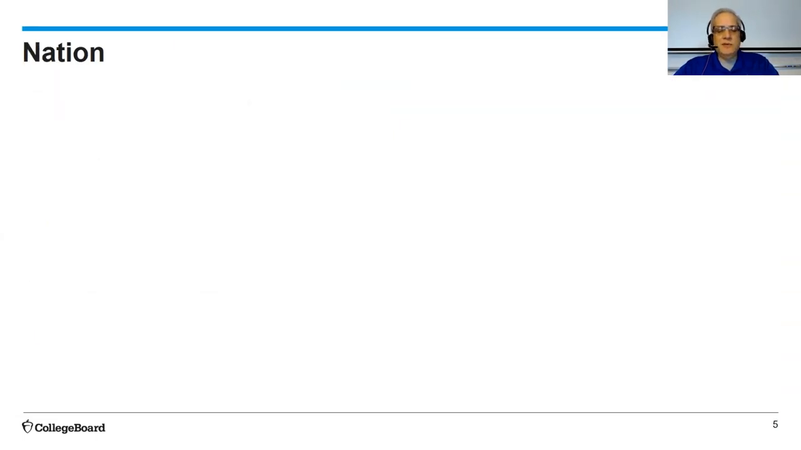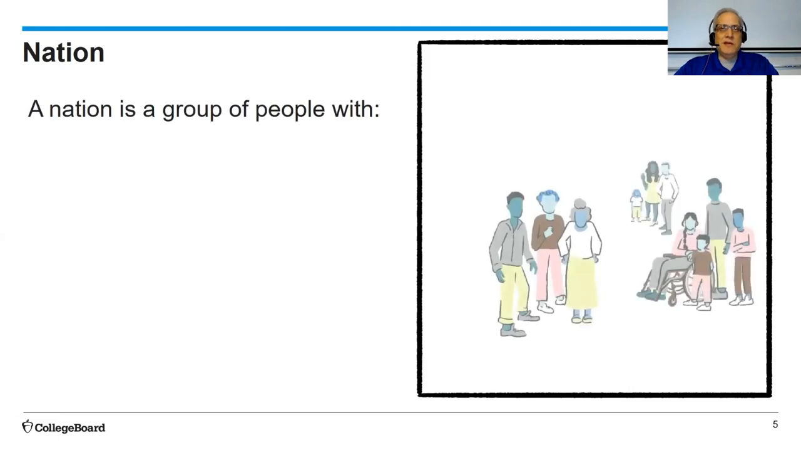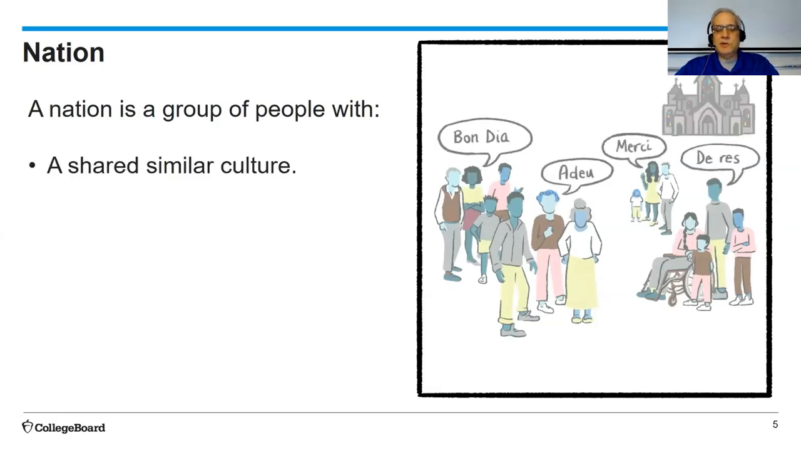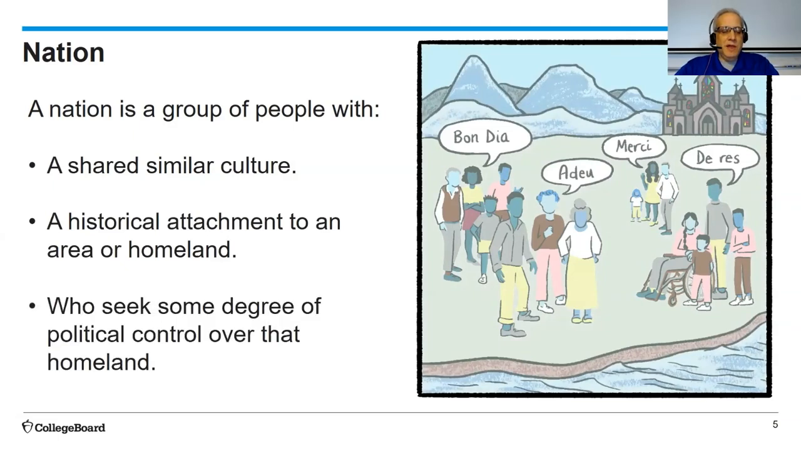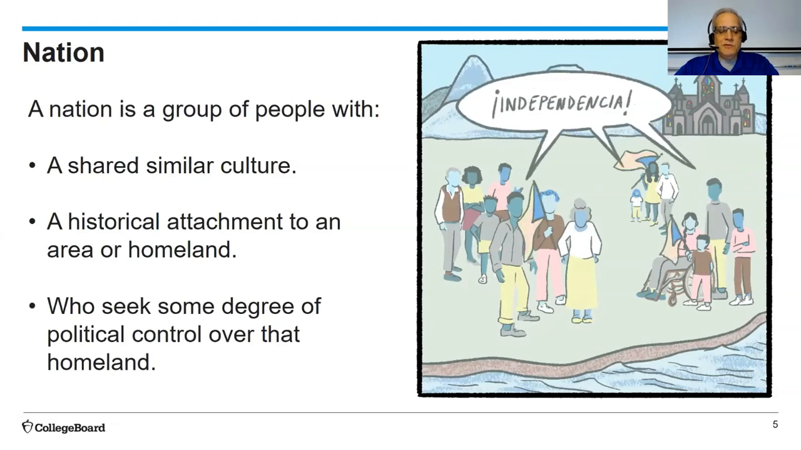Nation is not exactly what you think it is either, because a nation is not a country. A nation is actually a group of people, and that group of people has a shared similar culture. They also have a historical attachment to an area or homeland, and they seek some sort of degree of political control over that homeland. A national group is something that's very important to culture and region as a part of this political geography unit.